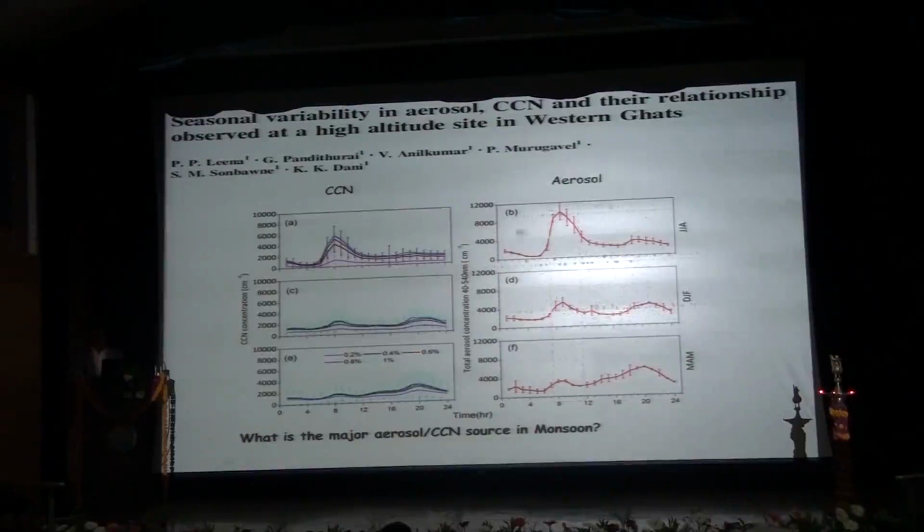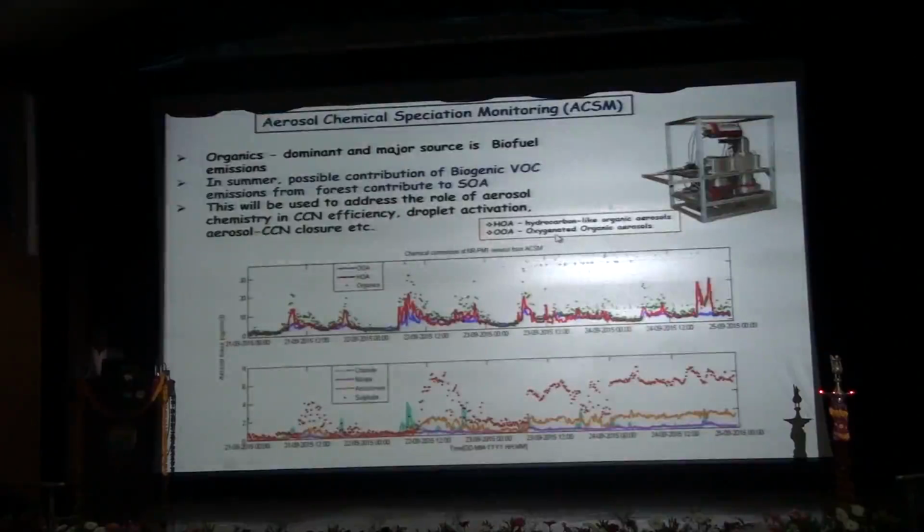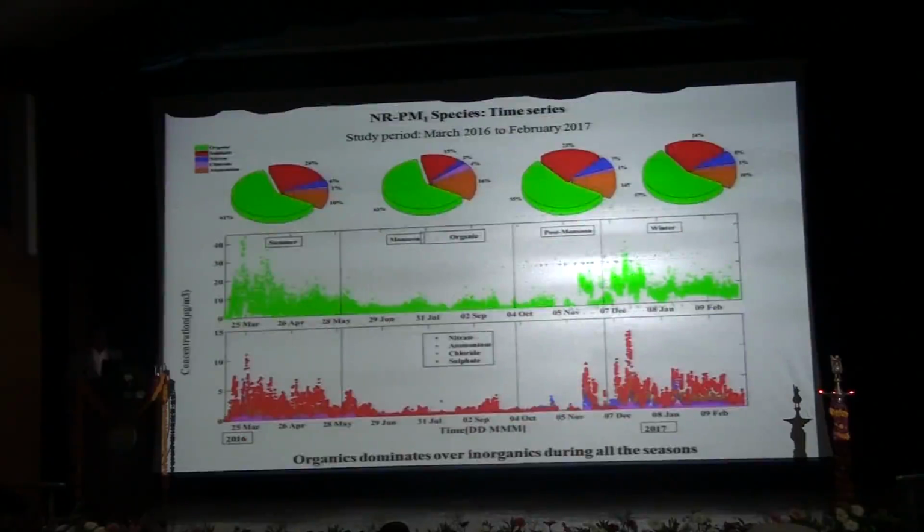So we wanted to look at the chemistry of these aerosols, and we could see that organics and sulfates are mainly dominant, and there are other particles like nitrate, chloride, and ammonia. Even within organics, we can see whether it is secondary organic or oxygenated organic aerosols, or from biofuel emissions or biomass burning emissions. The chemistry shows that organics is dominant, more than 60% over this region.